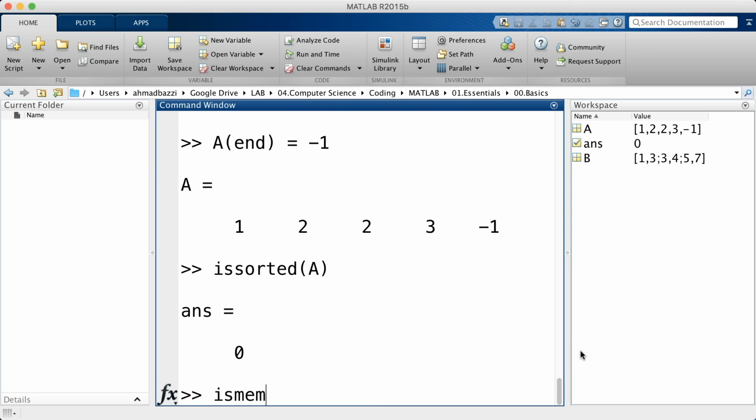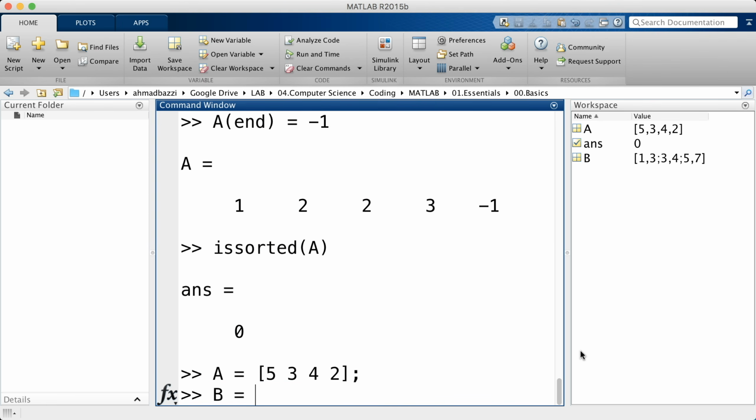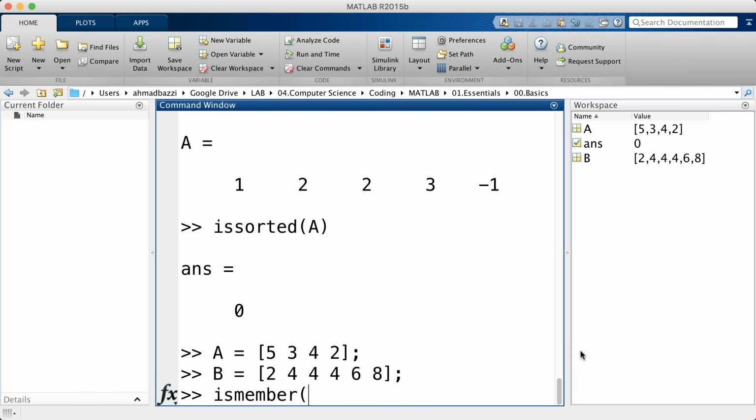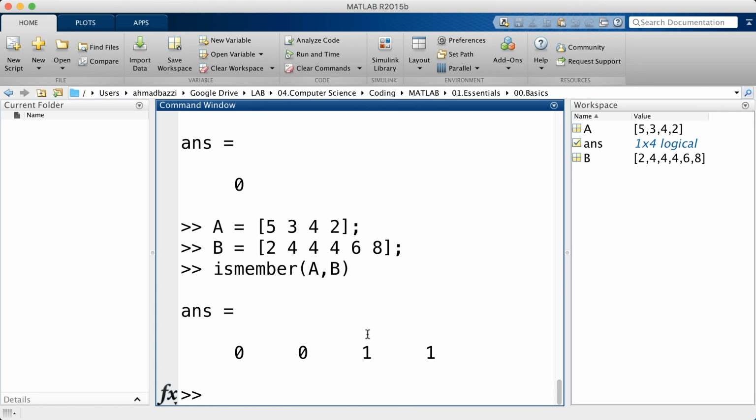You've got the isMember function. So let's say I have the array A as 5, 3, 4, 2, and B is 2, 4, 4, 4, 6, and 8. Let's run isMember A B. We'll see 0, 0, 1, 1. For each element of A, it checks if it is found in the vector B. So is 5 found in B? No, so 0. Is 3 found in B? No, so 0. Is 4 found in B? Yes. Found in the second, third, and fourth position, so 1. Suffices that it finds it once, as is the case for 2. So 2 is found once, so 1.